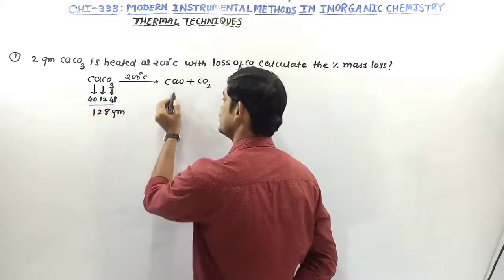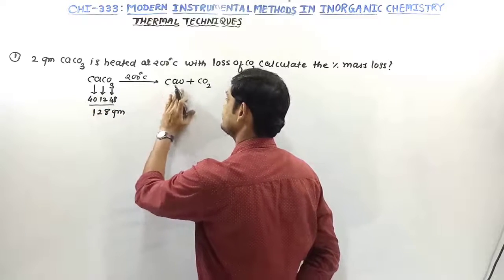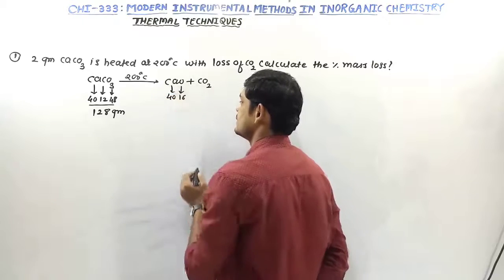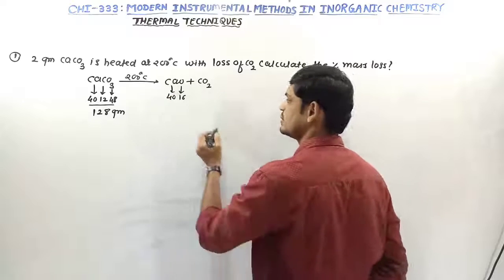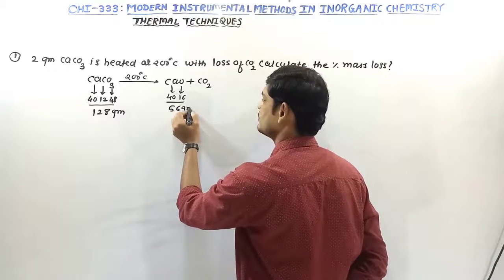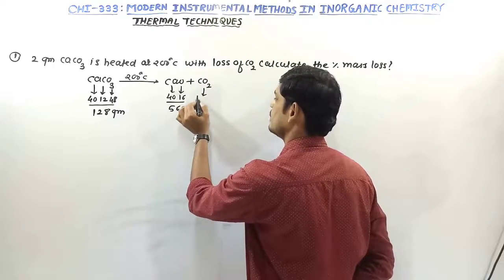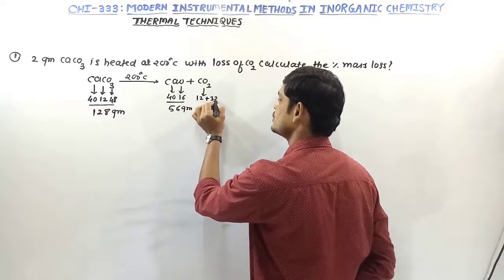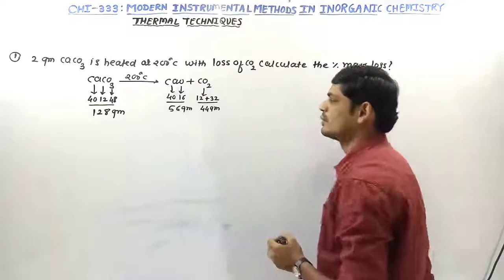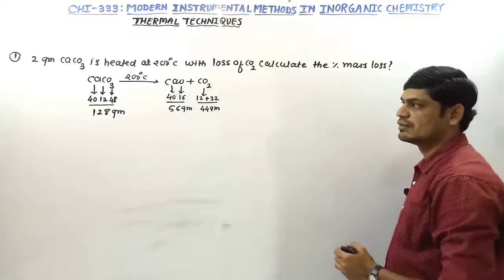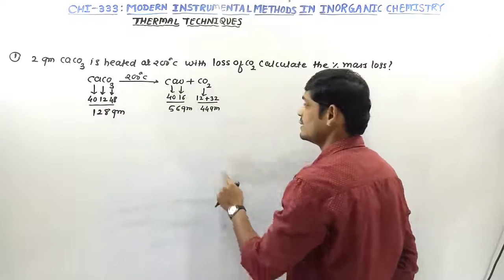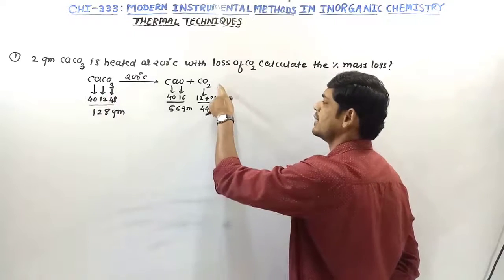So calcium oxide: 40 for the calcium and 16 for the oxygen, this is 56 gram. Now for carbon dioxide: 12 for carbon plus 32 for oxygen, we get 44 gram. From this equation we get one thing: if we decompose 128 gram of calcium carbonate, there is a loss of 44 gram of carbon dioxide.